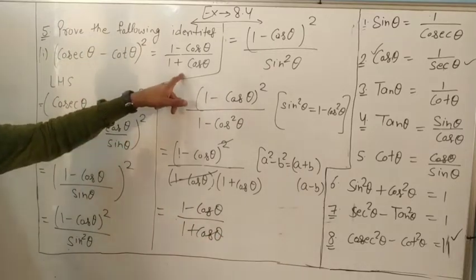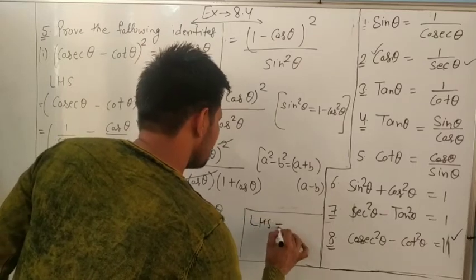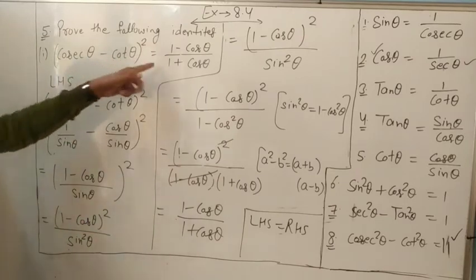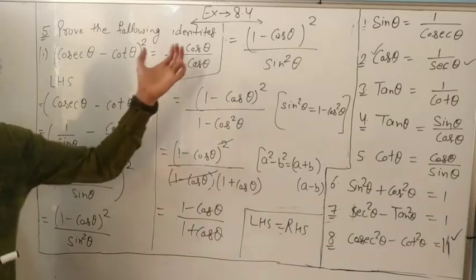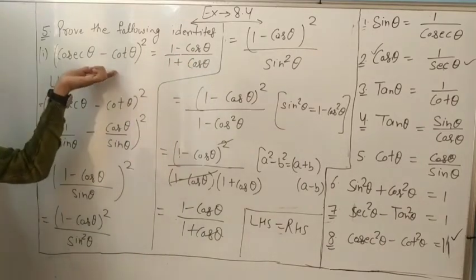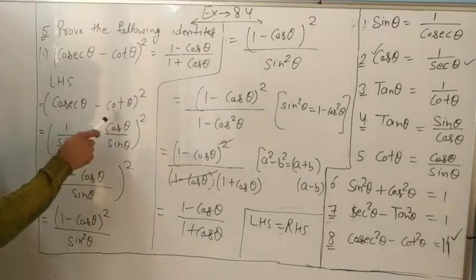What we wanted to prove is this, so in the end we will write left hand side equals RHS. Okay dear, it means both of these form an identity. Okay dear, either you can start from left to right, or you can prove it from the right hand side to the left hand side. Again, only change into sine and cos.